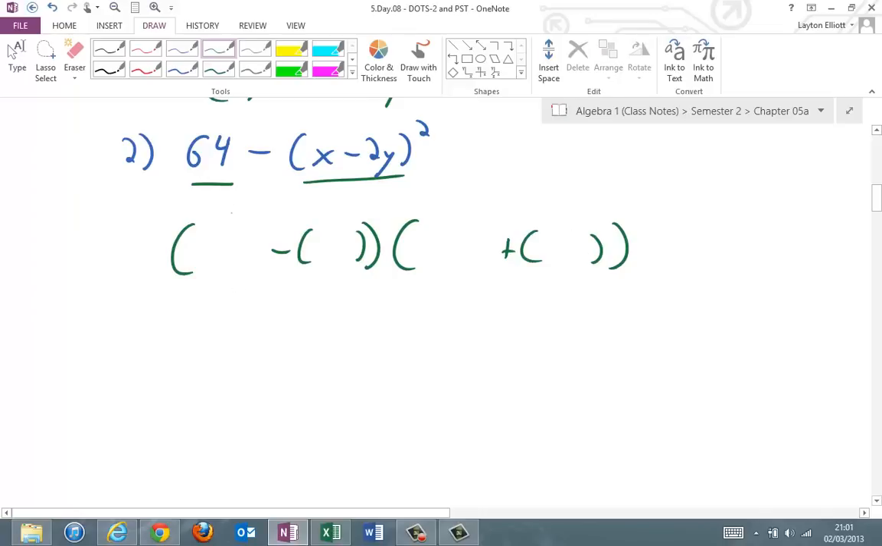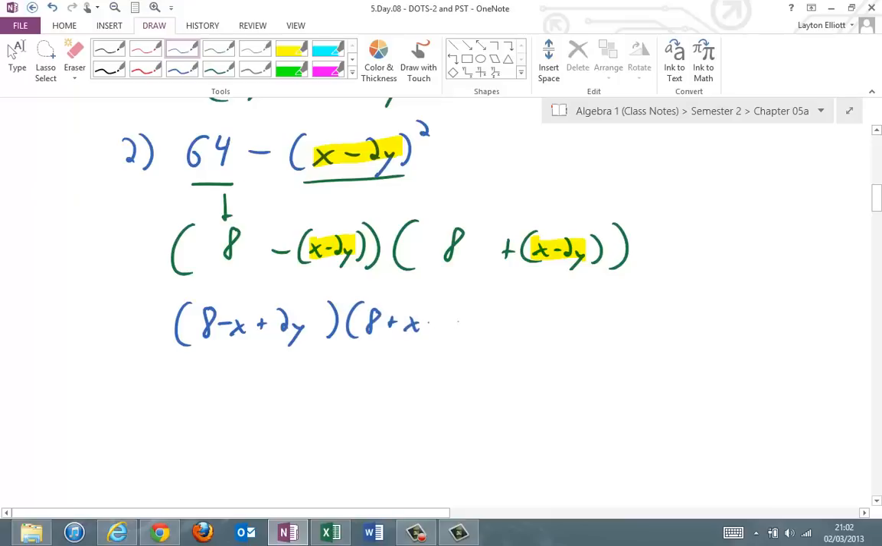The first term is not a group, so that just becomes 8 and 8. But this is just x minus 2y and x minus 2y. Notice how the x minus 2y stays identical through this whole thing. I don't actually ever change it. That's important to realize, because that part can never change. So if I simplify what's inside the grouping symbols now, which you need to do, we have to distribute the negative inside the grouping symbols. I get 8 minus x plus 2y, and then I get 8 plus x minus 2y.